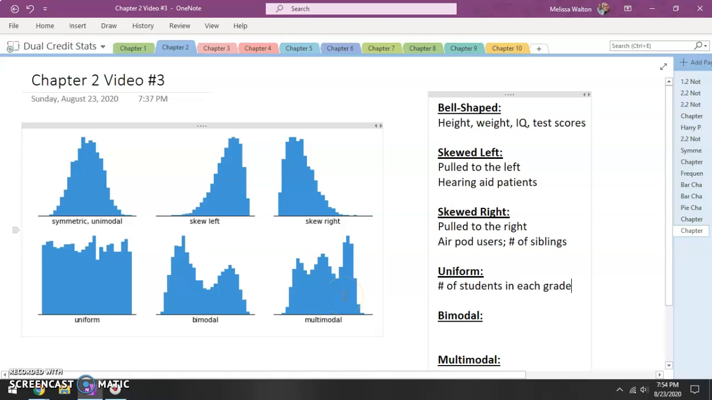So, quick review. Symmetric. Here we go. We have that nice bell-shaped curve. And just as a heads up, you can be symmetric and not be bell-shaped. You could have a bimodal graph that is symmetric. If you fold it in half, it would be the same. But we're going to call this one bell-shaped. This one is skewed to the left, being pulled left. This one is skewed to the right and pulled right. And then finally, we have a uniform, bimodal, and multimodal distribution as well.